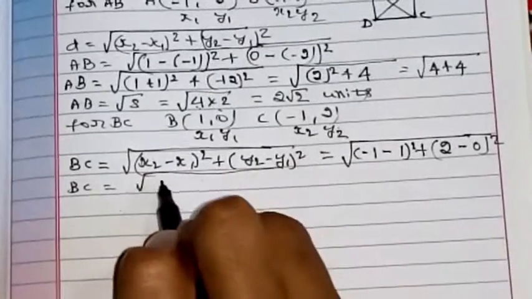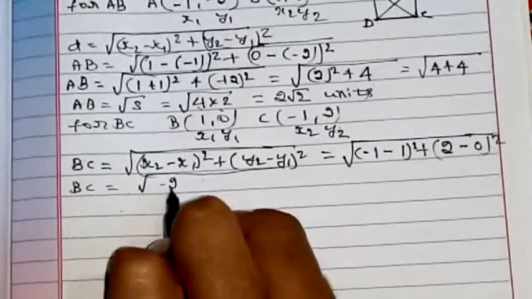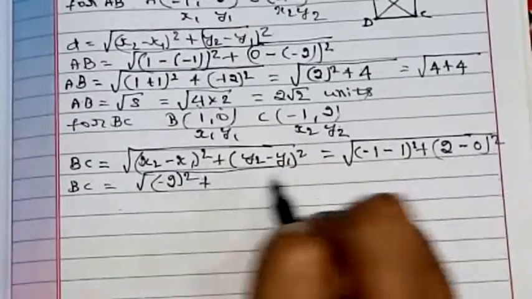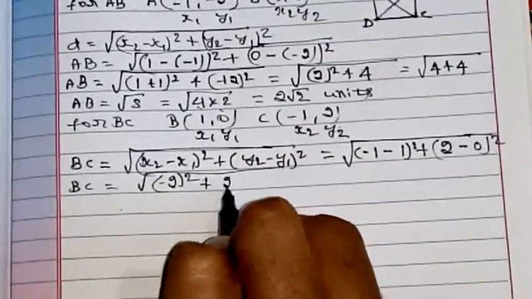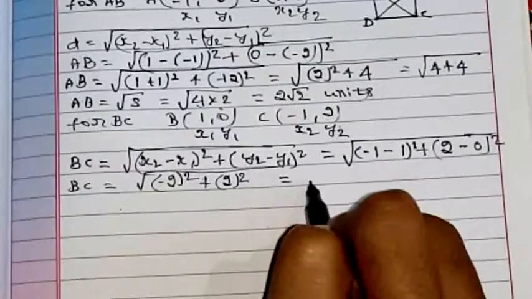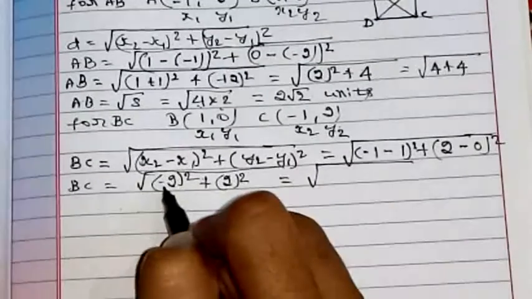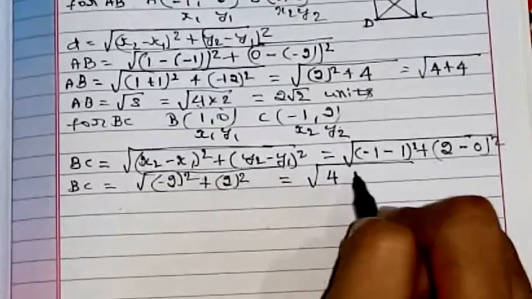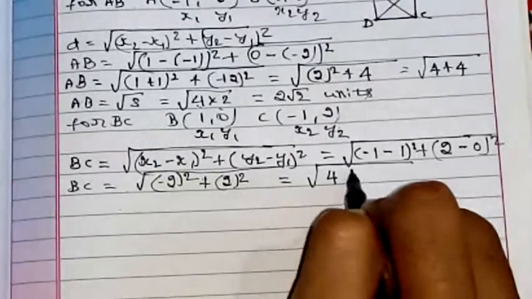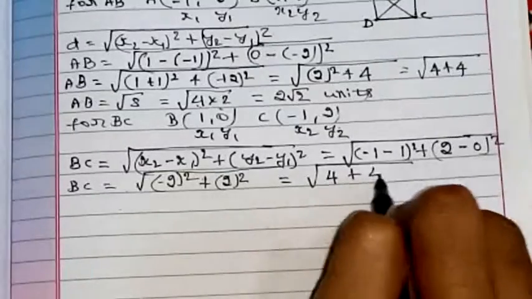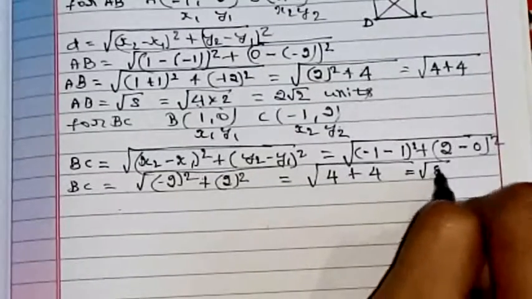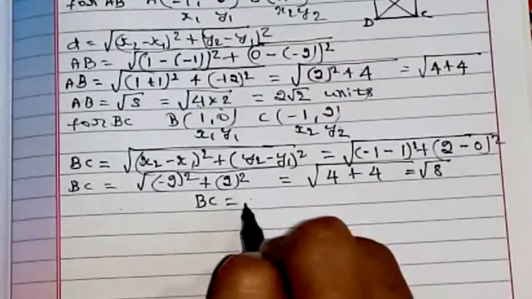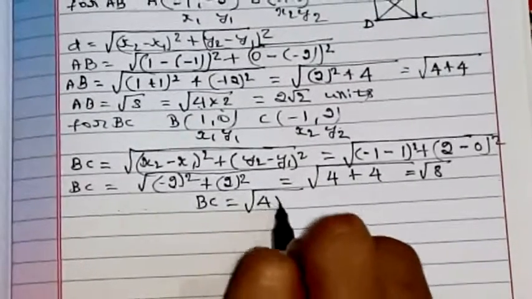So 1 plus 1 is 2, nothing but minus 2 whole square, plus 2 minus 0 is nothing but 2 square. That equals the square root of, any minus square will be plus, so 2 square will be 4, plus 4. Minus 2 square will be plus 4, plus 2 square will be 4. Again root 8. So that means root 8 can be written in the form of BC equals the square root of 4 into 2.